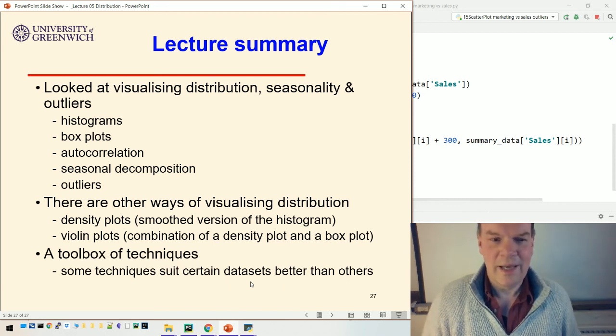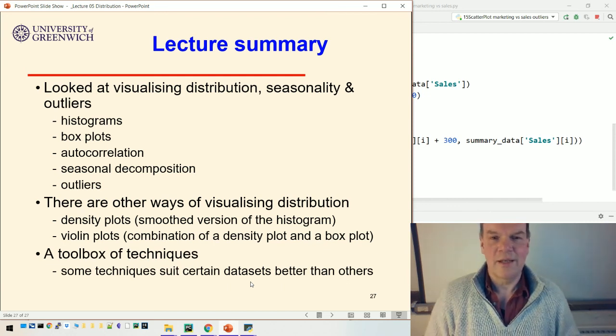And you'll see that gives us a toolbox of techniques that are able to explore the distribution in a bit more detail, but some techniques will suit certain data sets better than others.